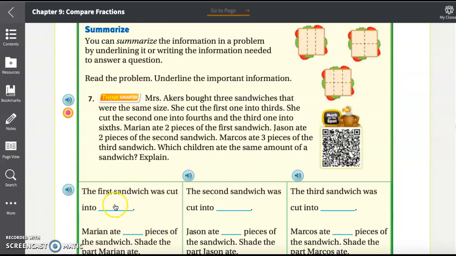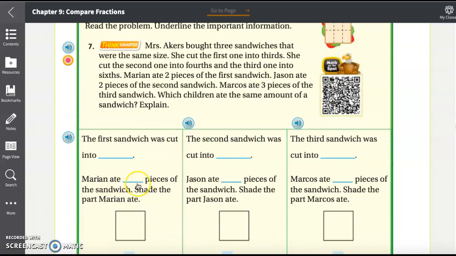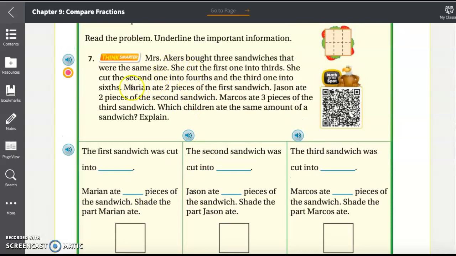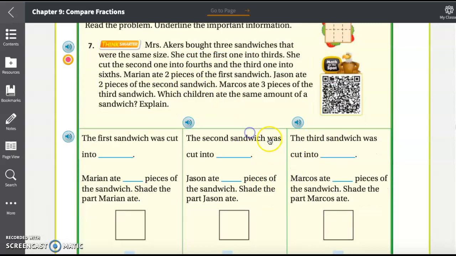Well, the first sandwich was cut into 1, 2, 3 thirds. Marian ate, go back, underline it. Marian ate 2 pieces of the first sandwich. That needs to be underlined, and the answer needs to be there. Same here. She cut the first one into thirds, so that's underlined. Everything is underlined. You need to go back and find it there.